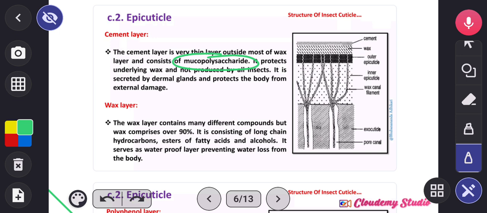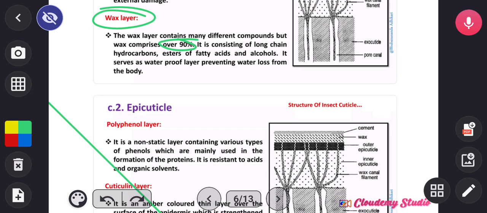It is not all insects that have the cement layer. Now, the wax layer consists of many different compounds, but wax comprises over 90% of the wax layer itself, and it consists of long chains of hydrocarbons, fatty acids, and alcohols. It serves as a waterproof layer, preventing water loss from the body. Remember, I told you that the cuticle also helps in water conservation. So it is this wax layer that helps in conserving water and prevents them from losing water.